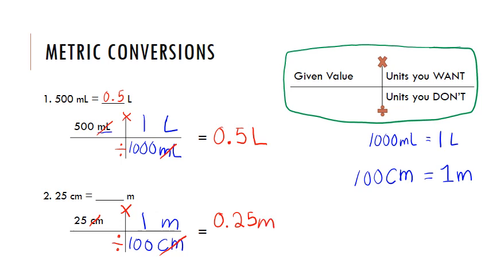In both of these cases, we ended up dividing by our large number, the 1,000 or the 100. That will not always be the case. Sometimes we will multiply it, and it just depends on what unit we are given and what unit we are looking for.